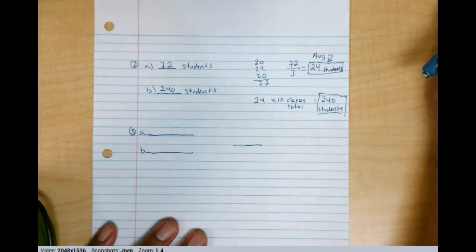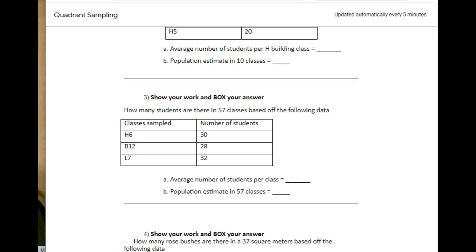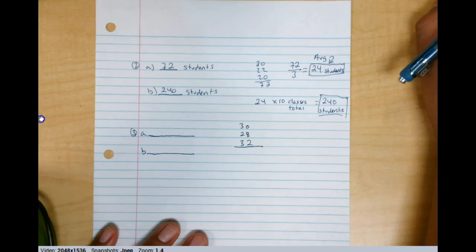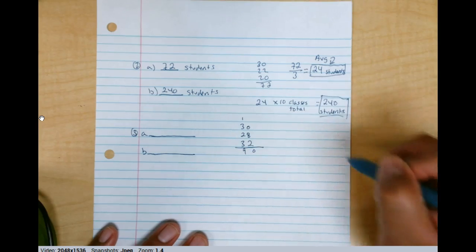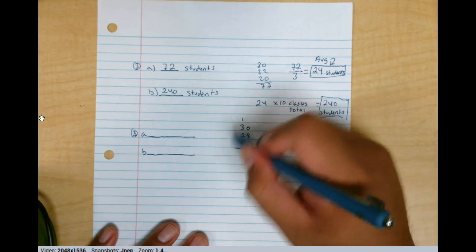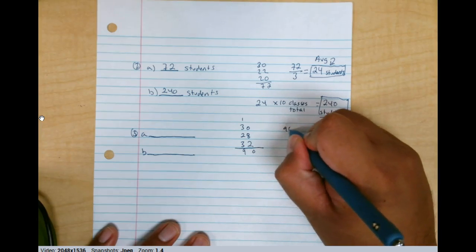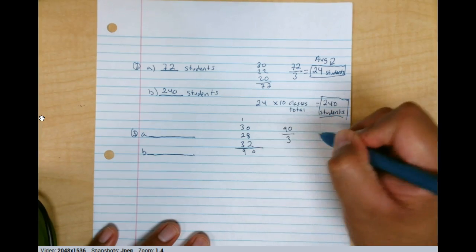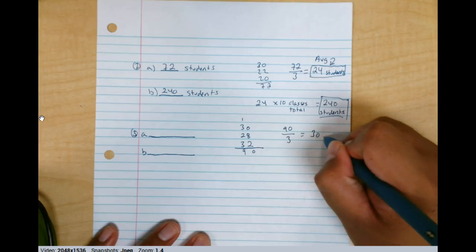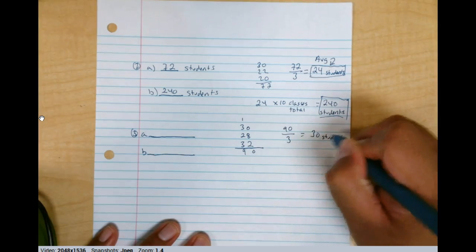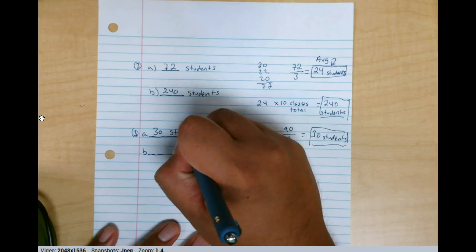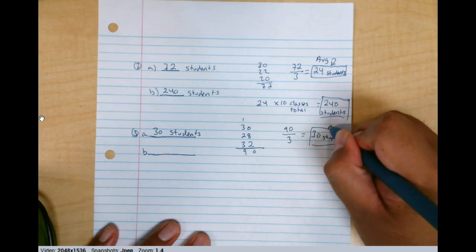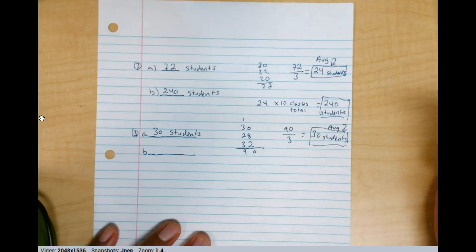So we need to come back. Okay, how many students did we have total? So 30, 28, 32. So set that up like that. So we have 90 students total in these 3 classes. Now we need an average. So 90 divided by 3, 30 students. This is our average.